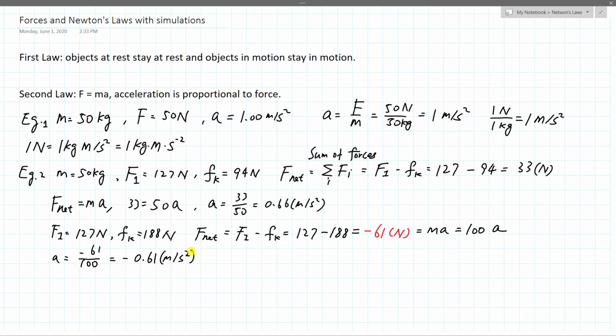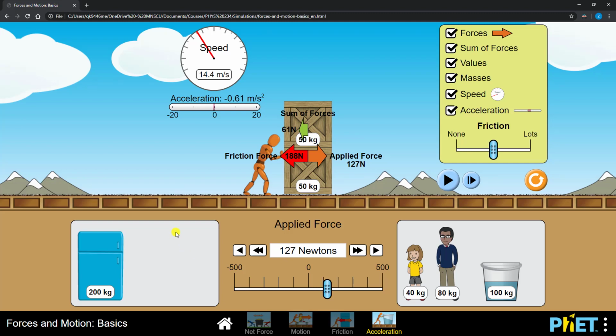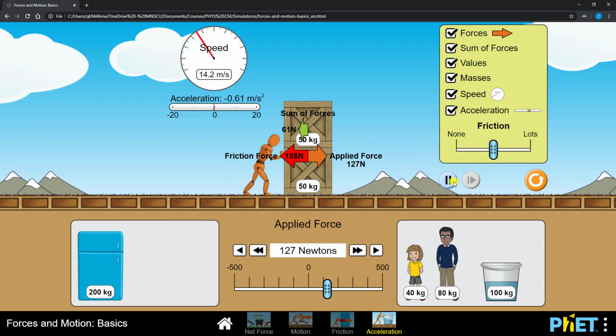All right, so let's go back to the simulation, see if that's confirmed. So 0.61 meters per second negative. So I'll just let it run for a little while.